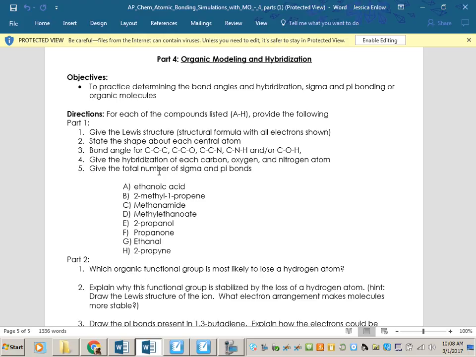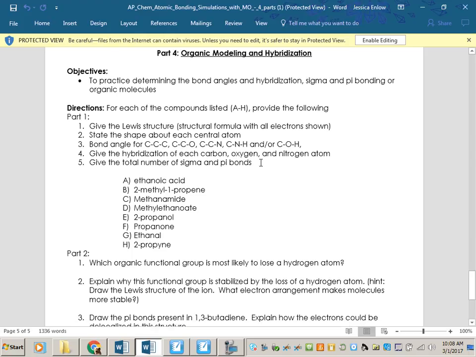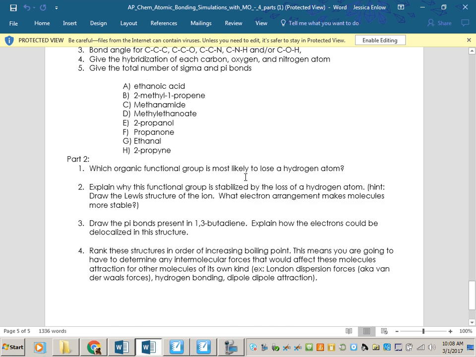So state the shape, back up here. Bond angle for anything that's CCC, CCO, and so forth. Give the hybridization of each carbon, oxygen, and nitrogen, and total the sigma and pi bonds, basically like what we just went through. And there are 8 structures. I want you to do this. This is the last part we can walk through later.